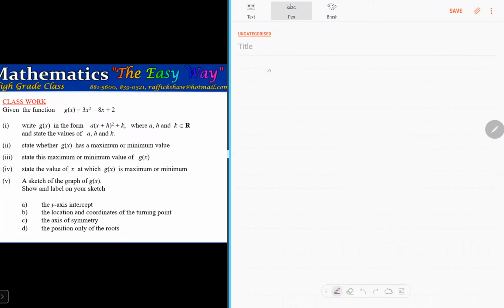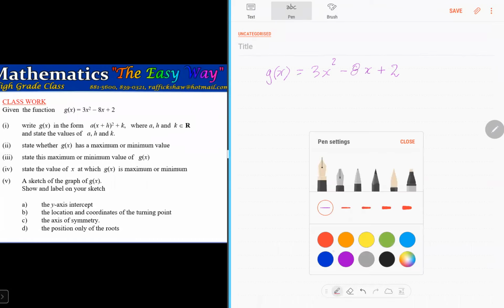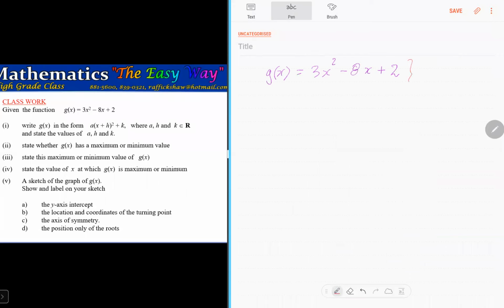So starting by saying g of x is equal to 3x² - 8x + 2. And we know we're going to need the a, the b, and the c, so it makes sense to just write them down from now. So a is 3, which is the coefficient of x². And b is the coefficient of x, which is negative 8. And c is the constant term, which is 2.